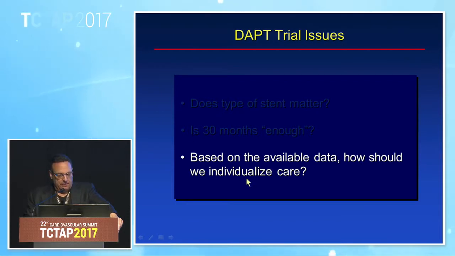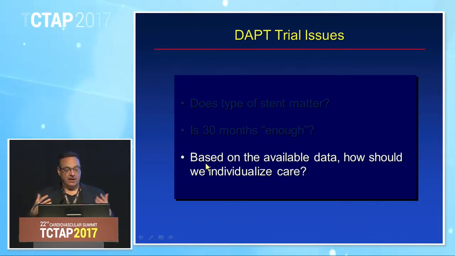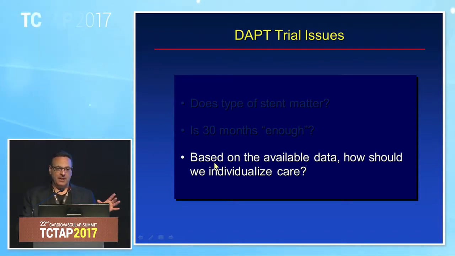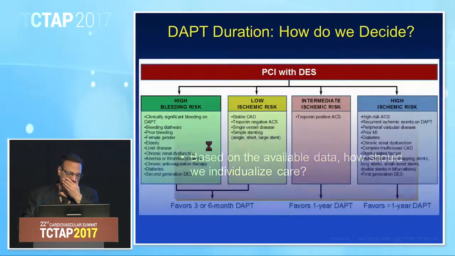But I want to finish up talking about this very challenging issue, which is based on the available data, given the trade-off between bleeding and ischemic event prevention, how are we going to individualize care? Because that really is the key for us. Now, of course, that's why we're physicians. We do individualized care every single day for every single one of our patients, but it isn't really a very quantitative or satisfying statement to say, well, just use your intuition, because our intuitions aren't always the best.